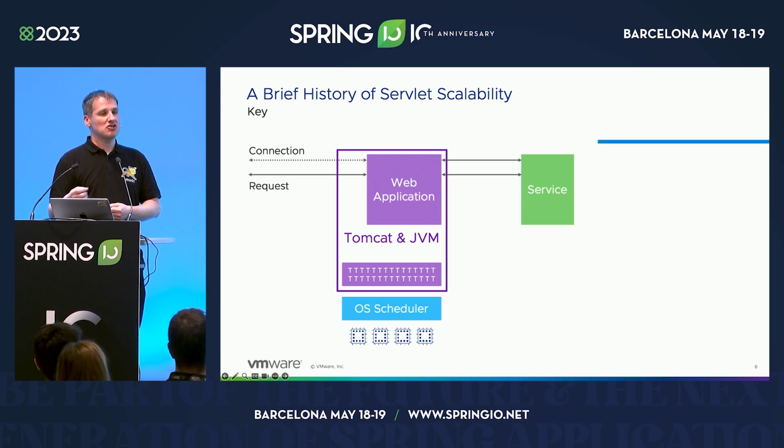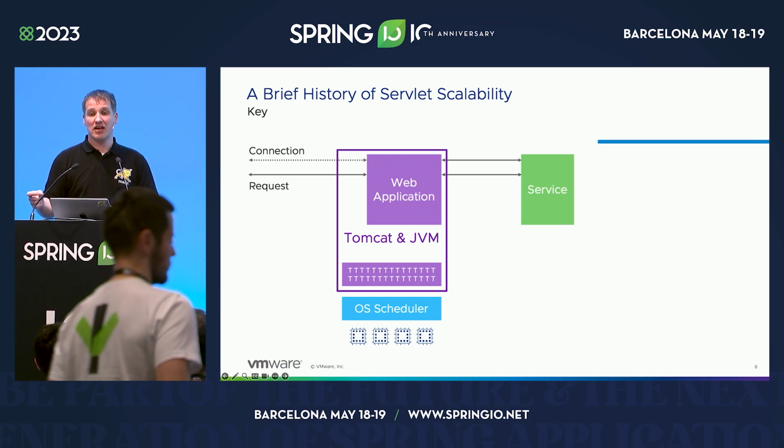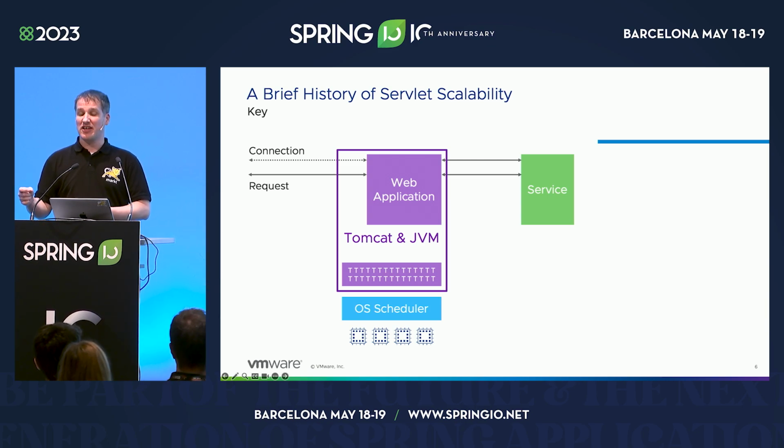And we're really interested in 2 things on the left-hand side. Connections, which are active connections from clients to Tomcat that don't have a currently executing request on them, and actual requests where there's a request in progress.